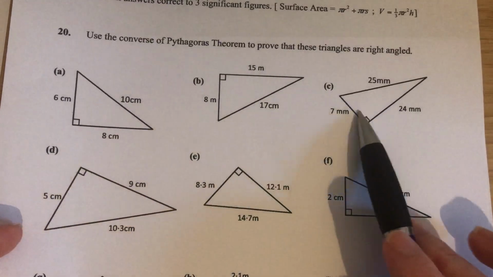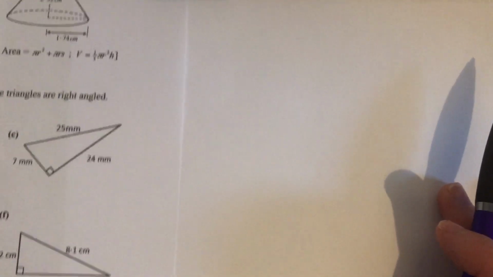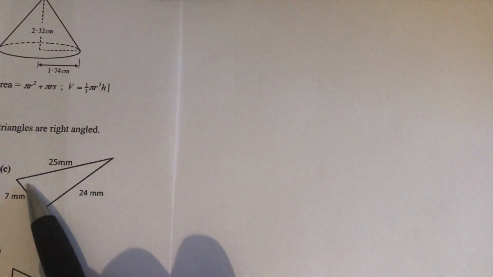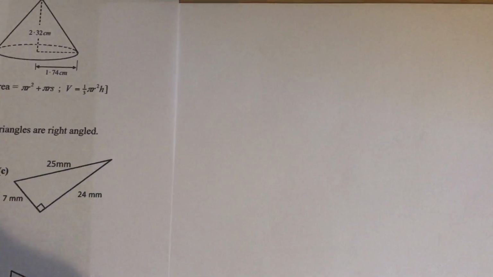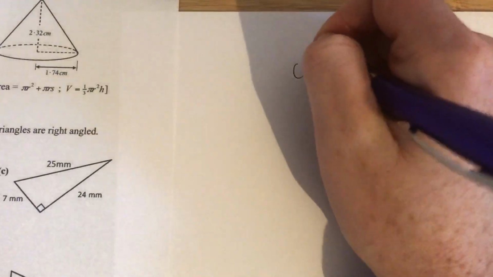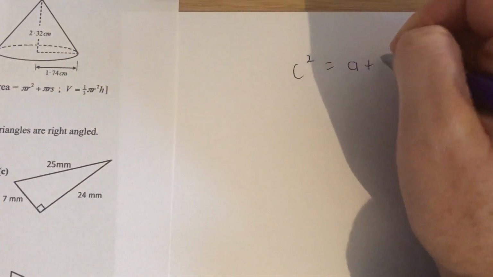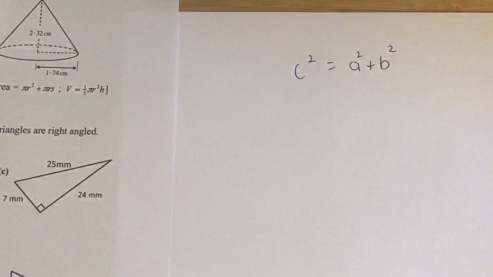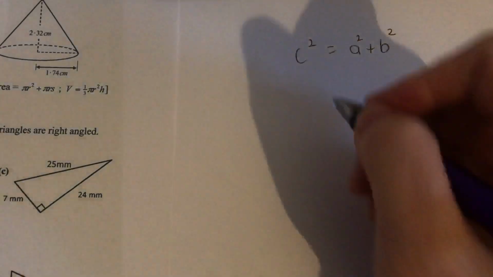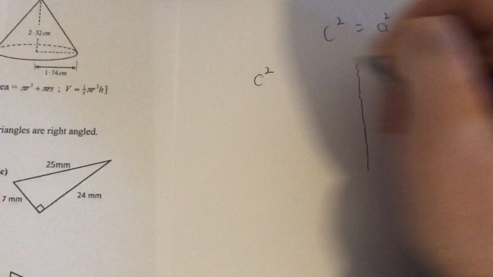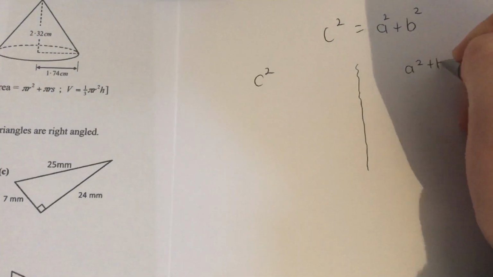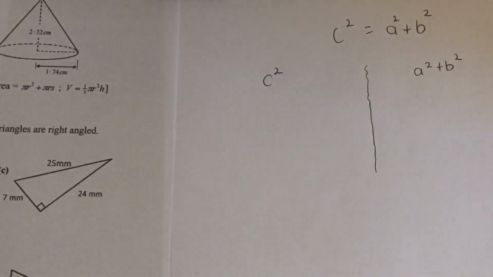I'm going to take this one here in the corner. So we've got 7mm, 24mm and 25mm. When we're using the converse of Pythagoras theorem, we're just going to write it out first. The Pythagoras theorem: c squared equals a squared plus b squared. Now we're going to separate these out. We're going to do c squared on one side and a squared plus b squared on the other side, and see what we get.